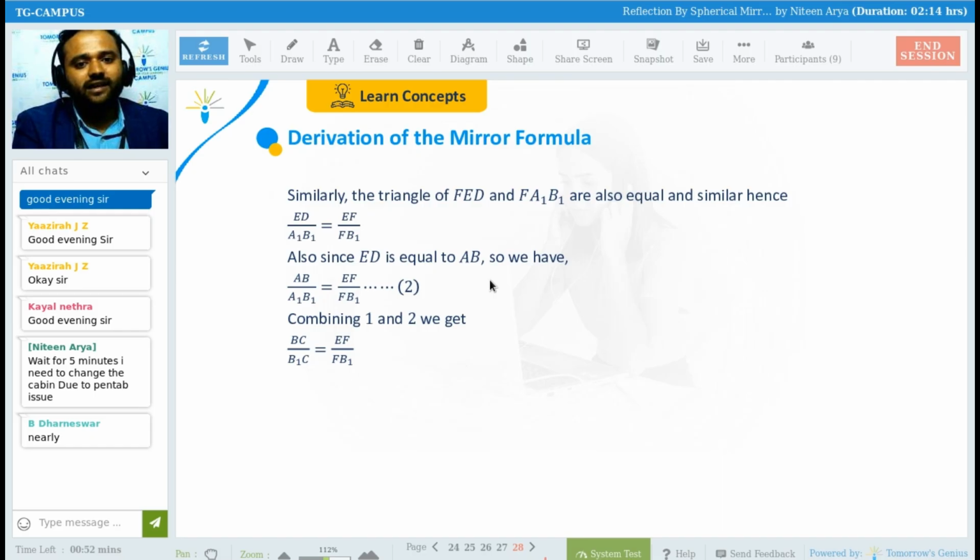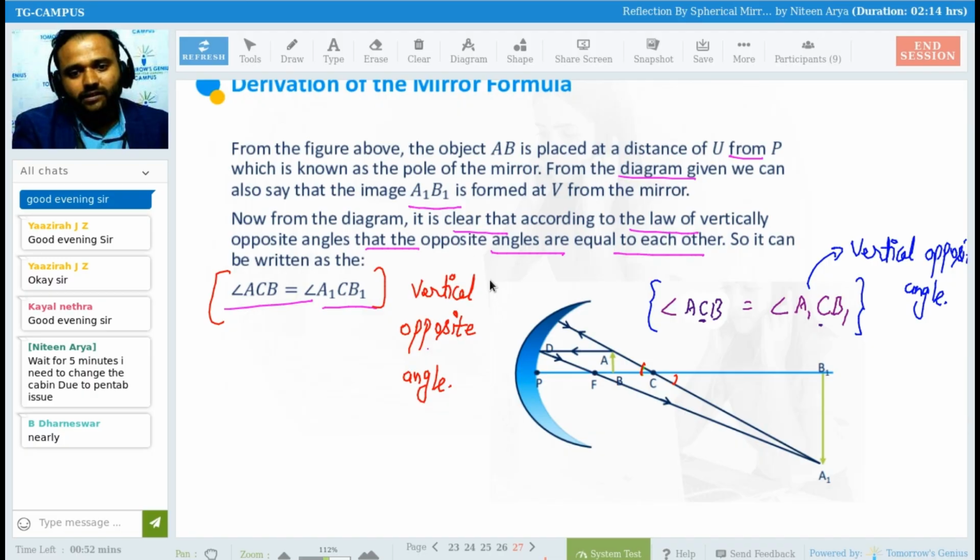Now similarly the triangle FED. Now what is FED? I need FE. Okay, FED, it should be FPD. Sorry, I started speaking FPD. That is FPD. And FA1B1 are equivalent derivation.